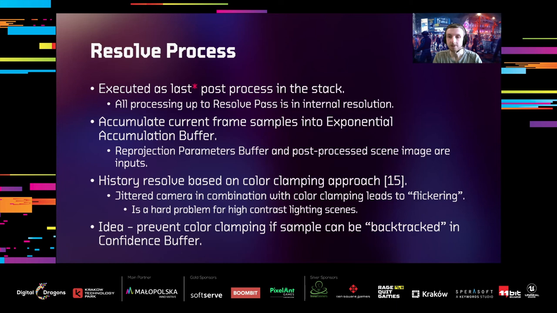To resolve history buffer values taken in previous frames, we use a color clamping approach. Unfortunately, because of the content specificities and underlying camera jittering process, the color clamping approach caused a lot of geometry and light flickering for us. We were looking for an available solution to combat this issue for some time, but we were not able to find one. In the end, we produced what we call the high confidence color clamping.